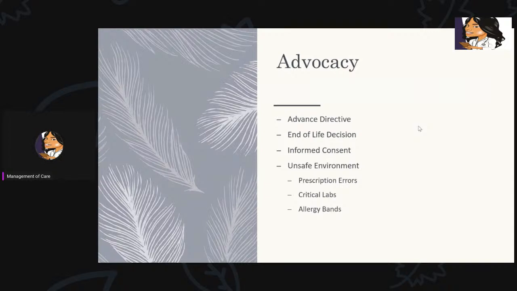But remember, as a nurse, we have to respect the client's wishes. Okay? If the patient has a signed advance directive, signed end of life decision, signed informed consent, and the patient is competent, we have to respect the client's wishes. Okay, we are there to take care. We do provide family-centered care, but remember, we are there to take care of our clients. So we have to respect their wishes. So you'll see a lot of advocating when it comes to advanced directives, end of life decisions, and informed consents.